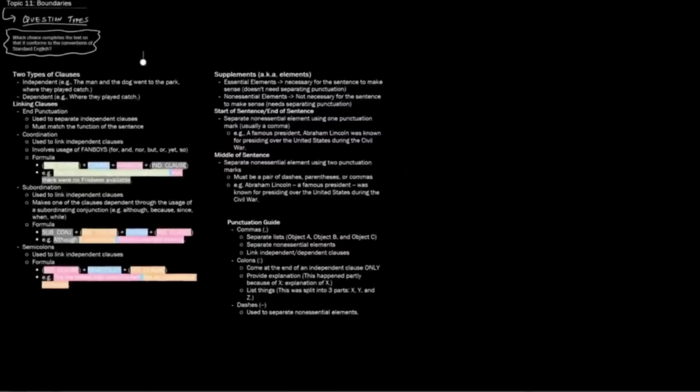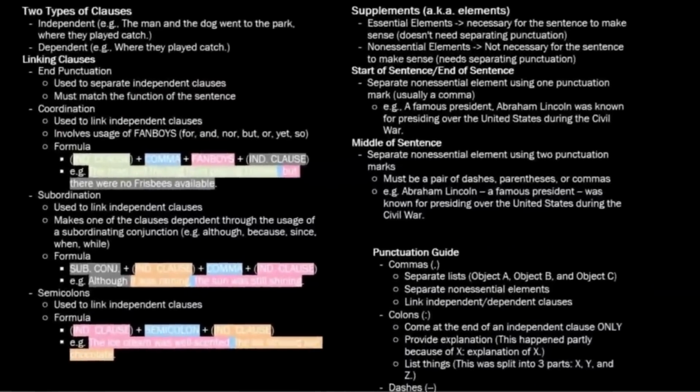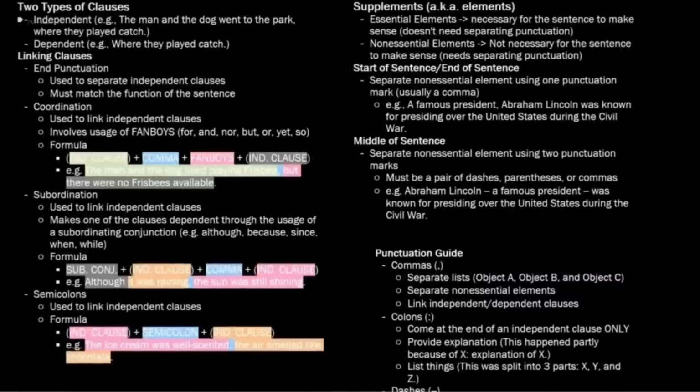We're also going to get into form, structure, and sense, but this is boundaries. So first thing you need to know is your types of clauses. So you got 2 types of clauses. You should know this, right? This should be common sense. This should be common knowledge. Independent and dependent clauses. So an independent clause can stand on its own. So something like the man and the dog went to the park. All right, this part here is an independent clause. But this part here, the dependent clause, is where they played catch.